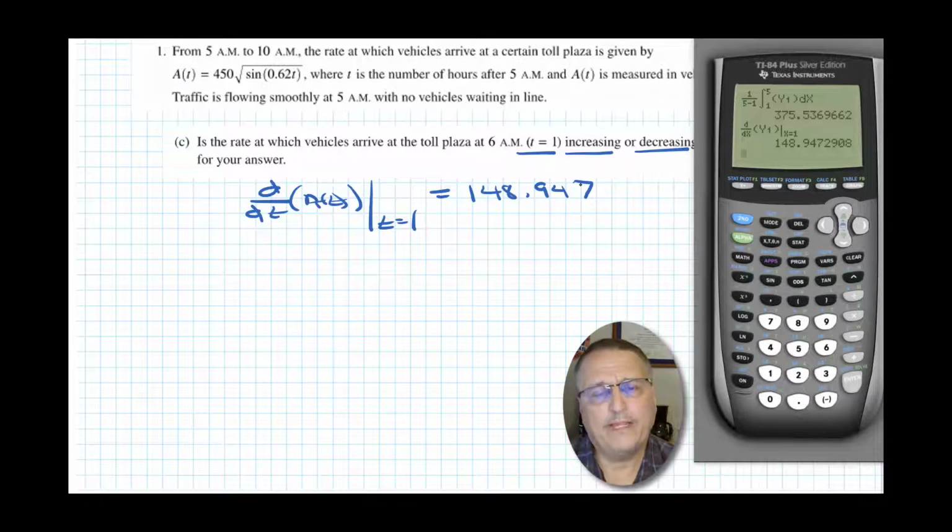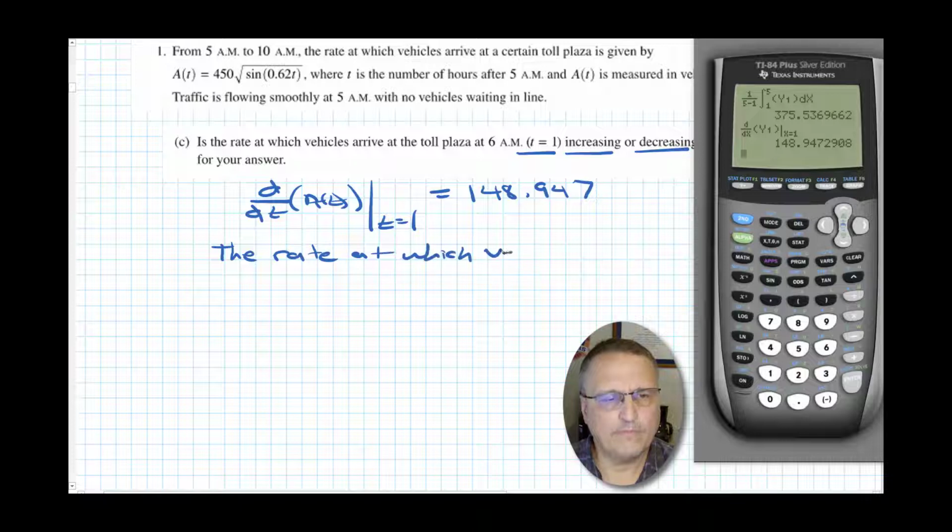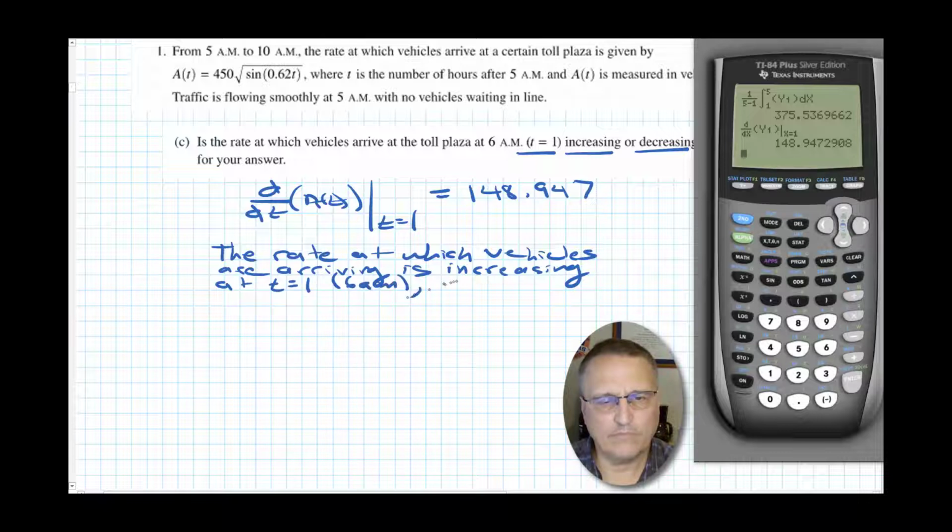So I would write my answer like this. And that is my answer, saying that the rate at which the vehicles are arriving is increasing at t equals 1, at 6 a.m. And my reason is because A prime of 1 is greater than 0.